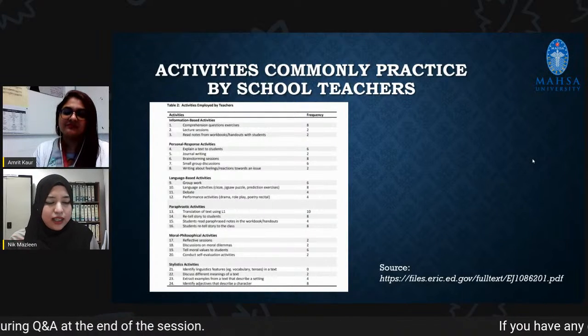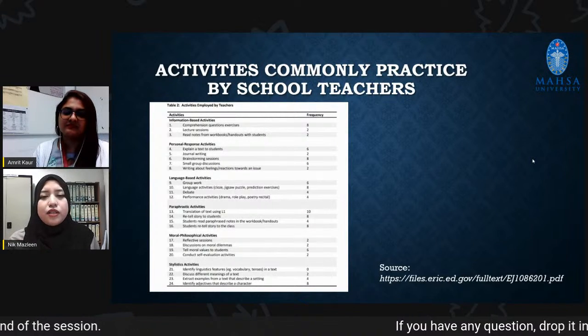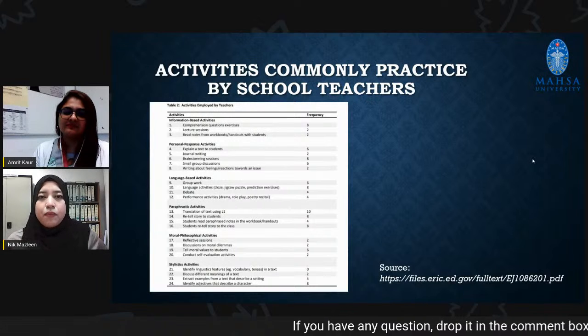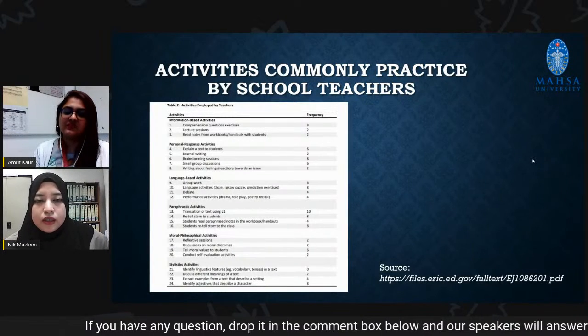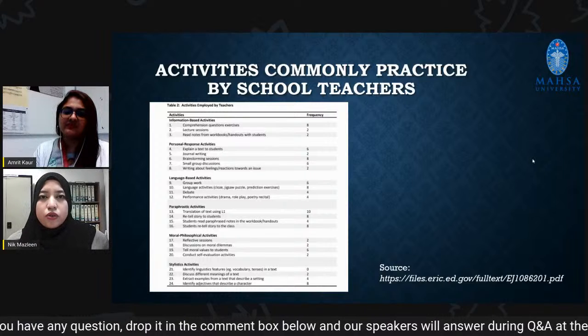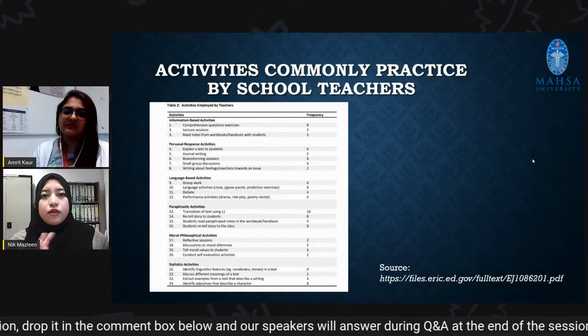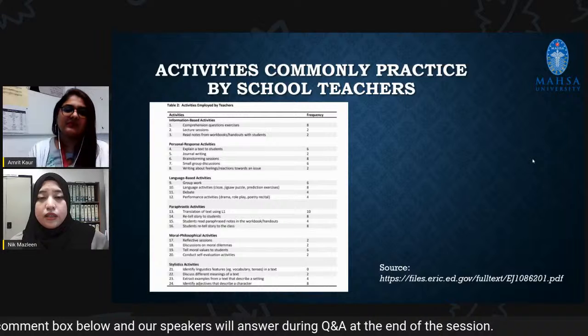So they can just retain the information for a shorter period for the purpose of answering exam questions, which is not good. So translation is not good, in terms of making the lesson fun. It's not fun at all.